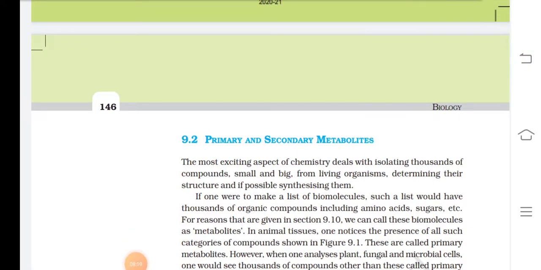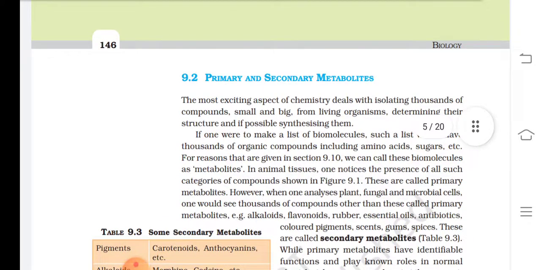9.2 Primary and secondary metabolites. The most exciting aspect of chemistry deals with isolating thousands of compounds, small and big, from living organisms, determining their structure, and if possible synthesizing them. If one were to make a list of biomolecules, such a list would have thousands of organic compounds including amino acids, sugars, etc. For reasons that are given in section 9.10, we can call these biomolecules metabolites.